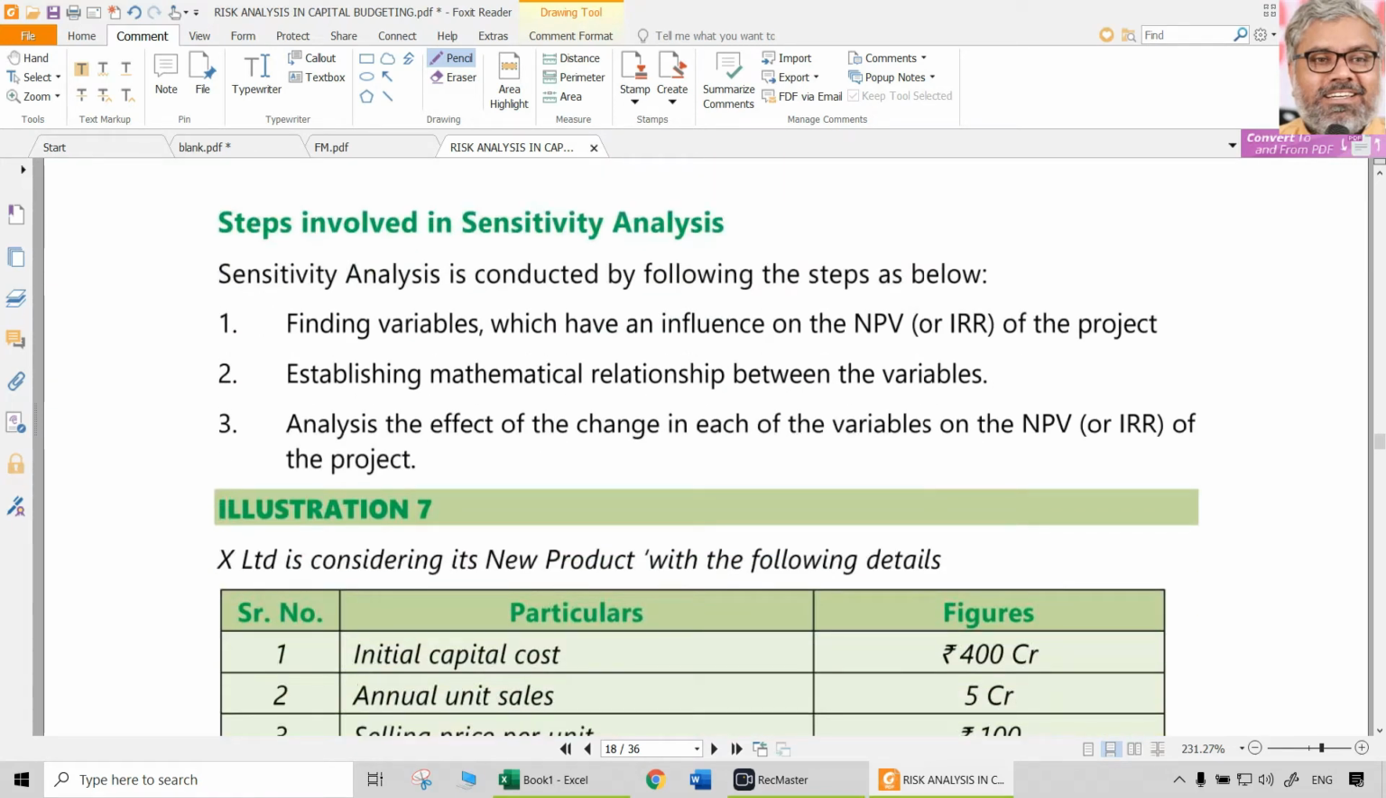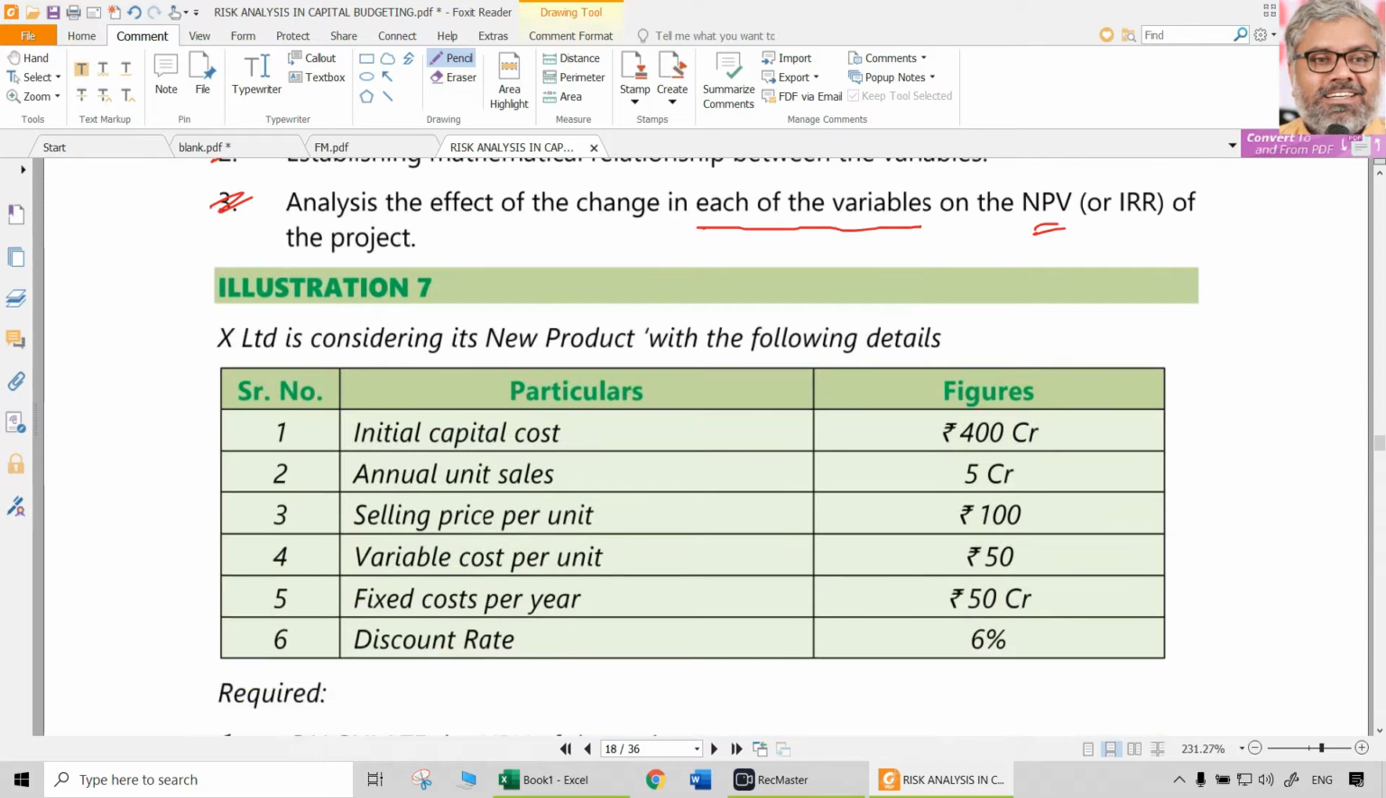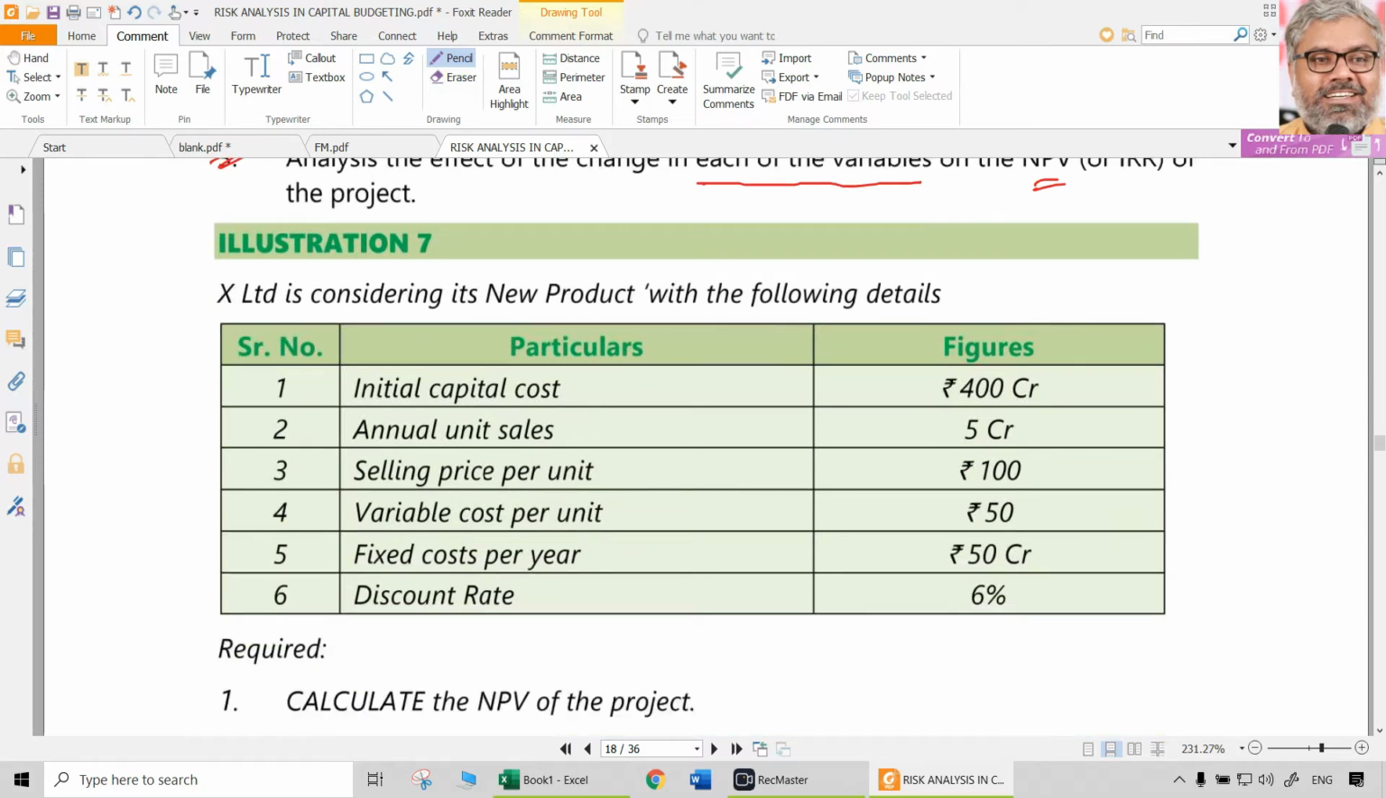Of course, we can follow these types of steps generally for taking up the sensitivity analysis. First thing first, finding out the variables which have an influence on the outcome of the project, generally NPV, and establishing the relationship between the variables and their impact on the outcome. Then analyze the effect of the change in each of the variables, again one at a time, on the outcome of the project. So that is called sensitivity analysis. As I told already, this is the most frequently asked question in the examinations. So it is a very important technique in this chapter of risk analysis in capital budgeting.